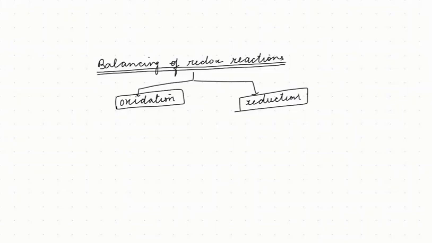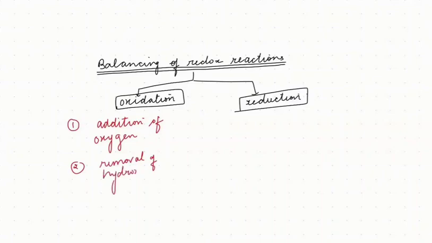Now, what do you exactly mean by oxidation? There are 5 definitions of oxidation, right? The very first and very basic definition was the addition of oxygen. Second is removal of hydrogen. So one is the addition of oxygen and another one is the removal of hydrogen.